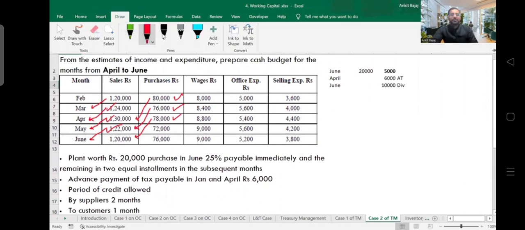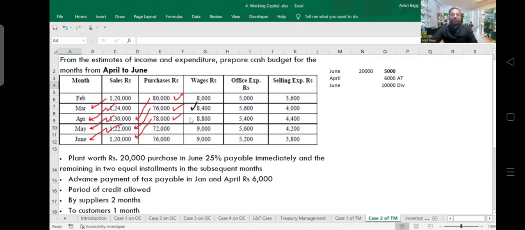So once this sub-customer is done, what will we take here? We will be taking 8,400, 8,800 and 9,000 rupees, right? And here also, for office expenses, the delay is 1 month. So we will be taking 5,600, 5,400 and again 5,600, right?